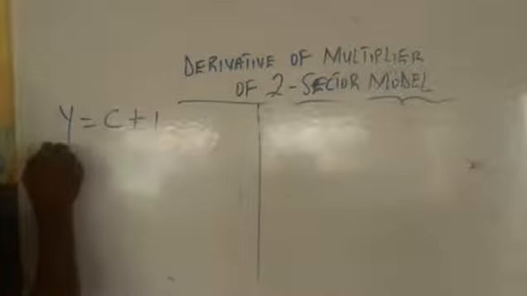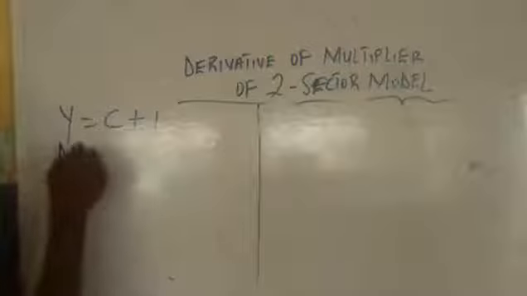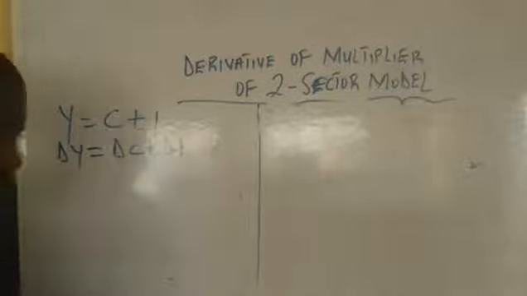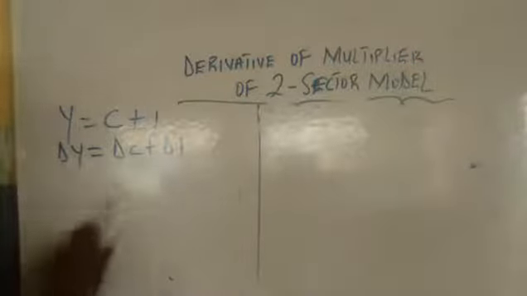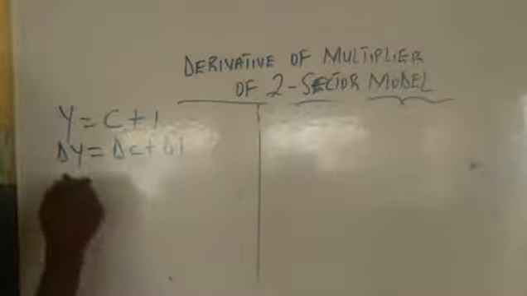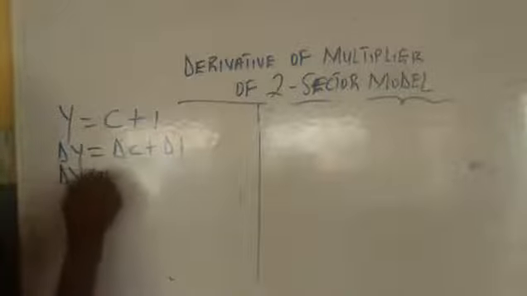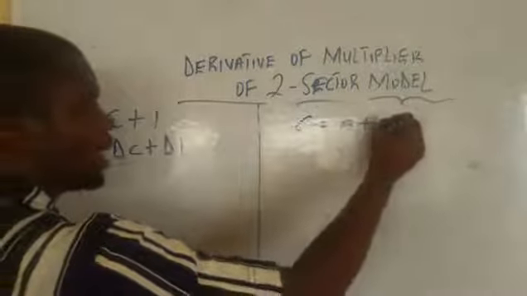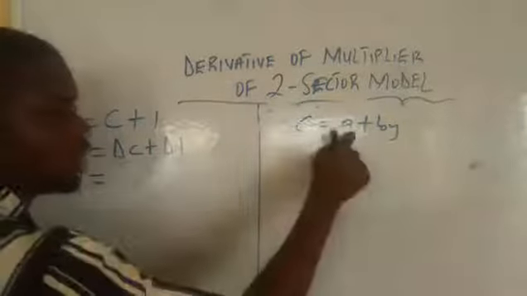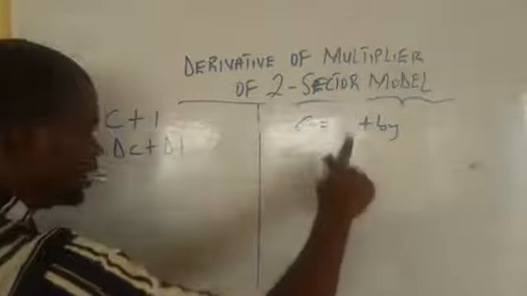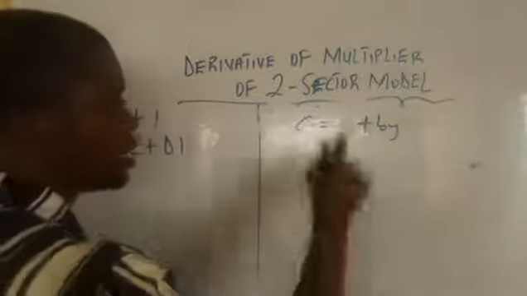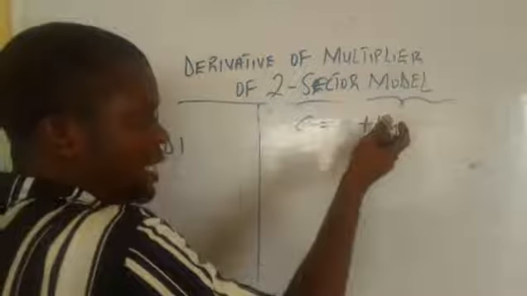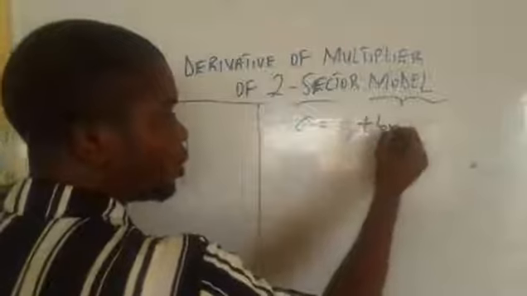So we write our change in income, which is the increase in income, equal to the change in consumption plus change in investment. Now let's look at the consumption function, which is A plus BY. Don't forget that A is autonomous consumption. It doesn't change, so there is no increase in it and it is not going to be affected. Even B, the marginal propensity to consume, is not going to be affected. What is going to be affected in the whole of the consumption function is just this one.